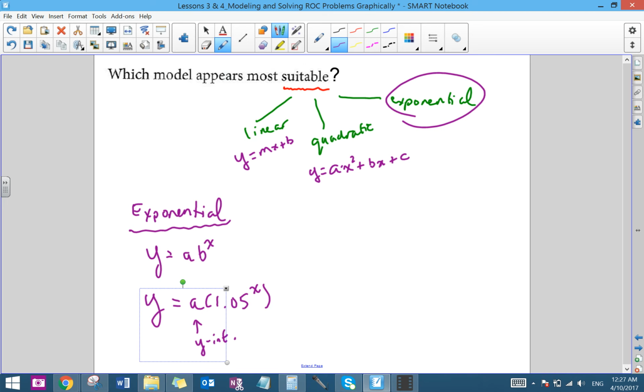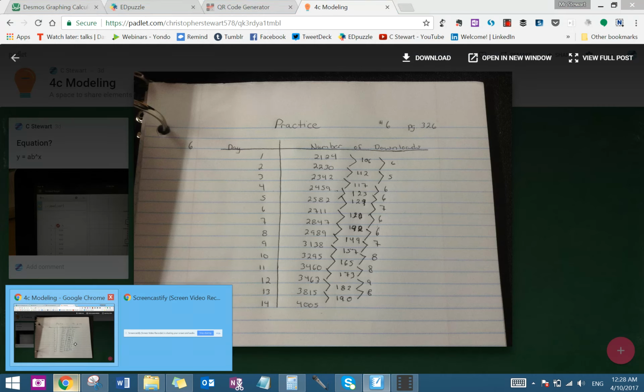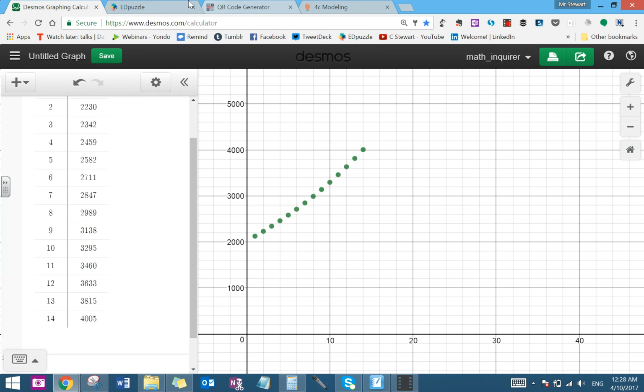So let's go about finding that y-intercept. We are currently generating the suitable model, so I just want to record what we have so far. To get that y-intercept, there are two ways to do it. One way would be to graph, and I do want to show you that because it's important that we are able to use Desmos efficiently. With that, we'll add an equation. So go to the drop down and add an expression.